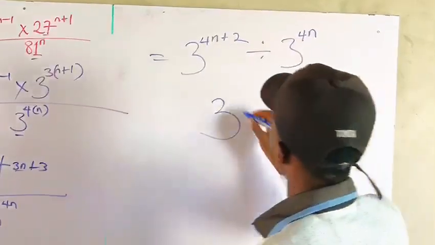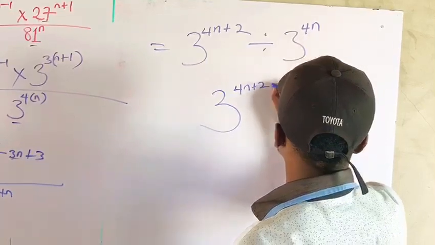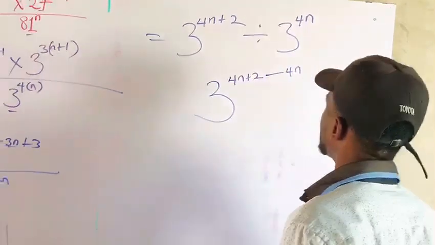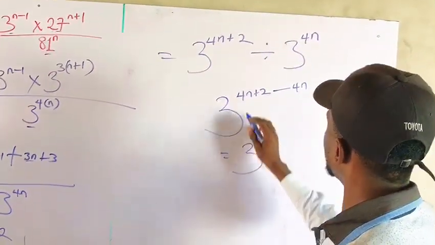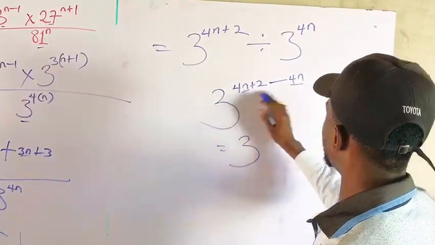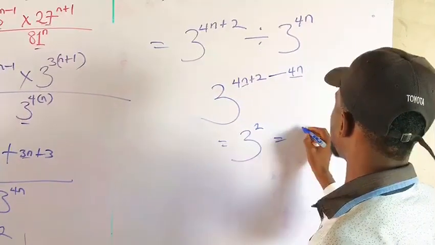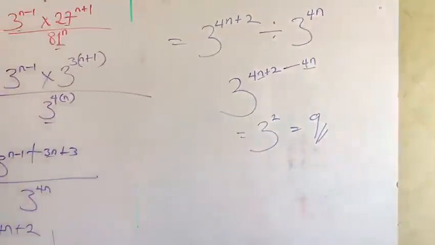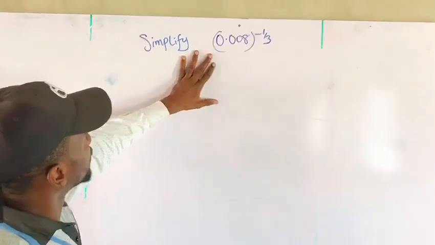So if I want to combine these powers now, I have 4n plus 2, then minus, since it's divided, joining them, minus 4n. Alright? So this is equal to 3 raised to the power of 4n plus 2 minus 4n. 4n minus 4n is 0, so I'm left with 3 raised to the power of 2, which is equal to 9.